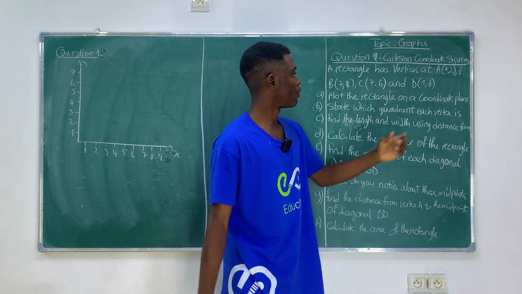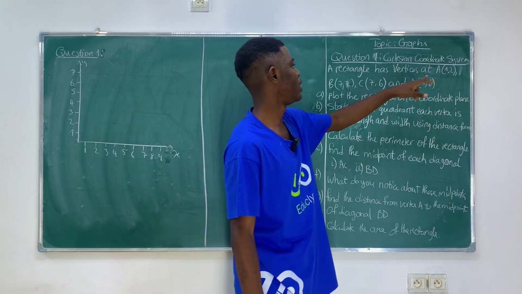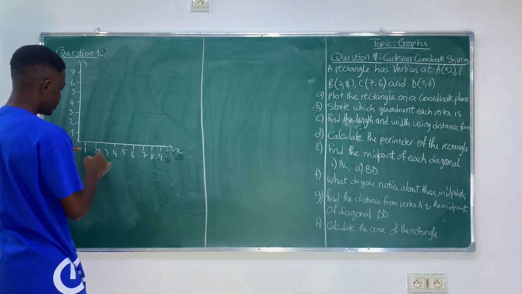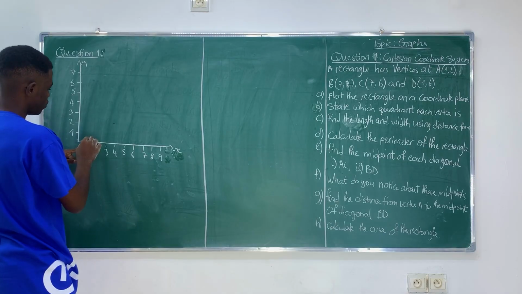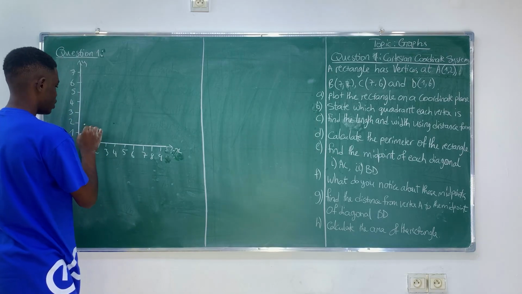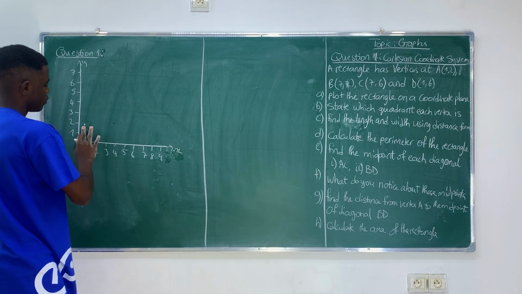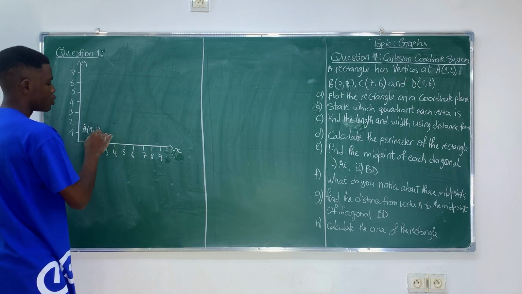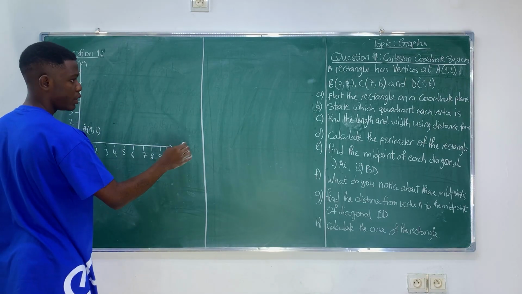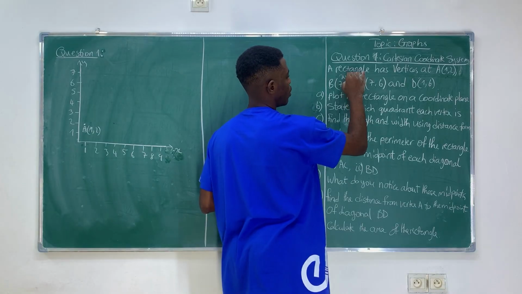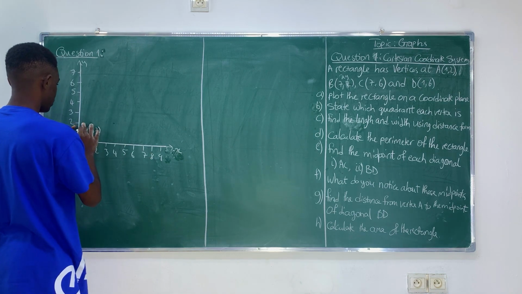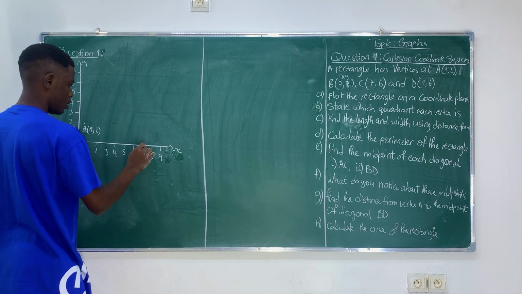Okay, so I should plot all of the points there, starting with A, (1, 2). Let's not waste time here. So plotting (1, 2): when X is 1, Y is 2. Now point B: B is (7, 2). This is X, and this is Y. X is 7, Y is 2. So it's here.